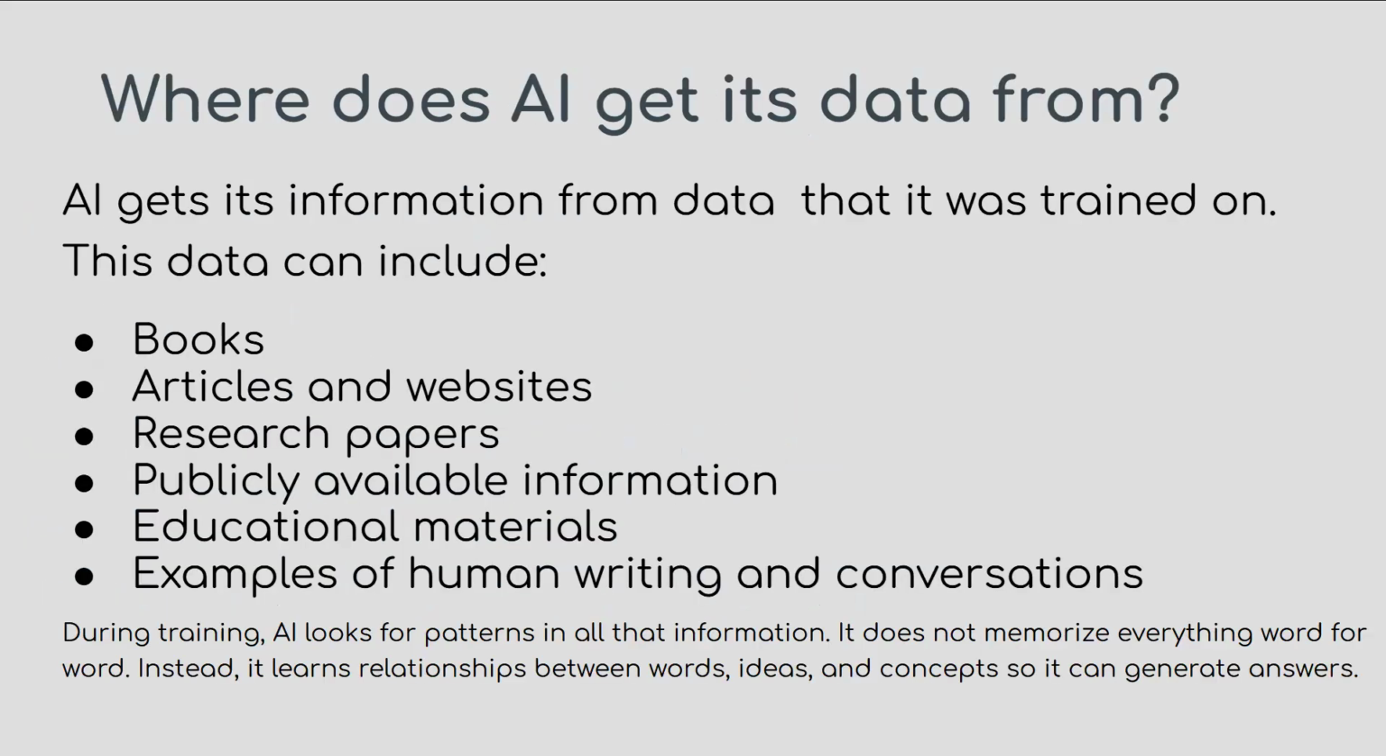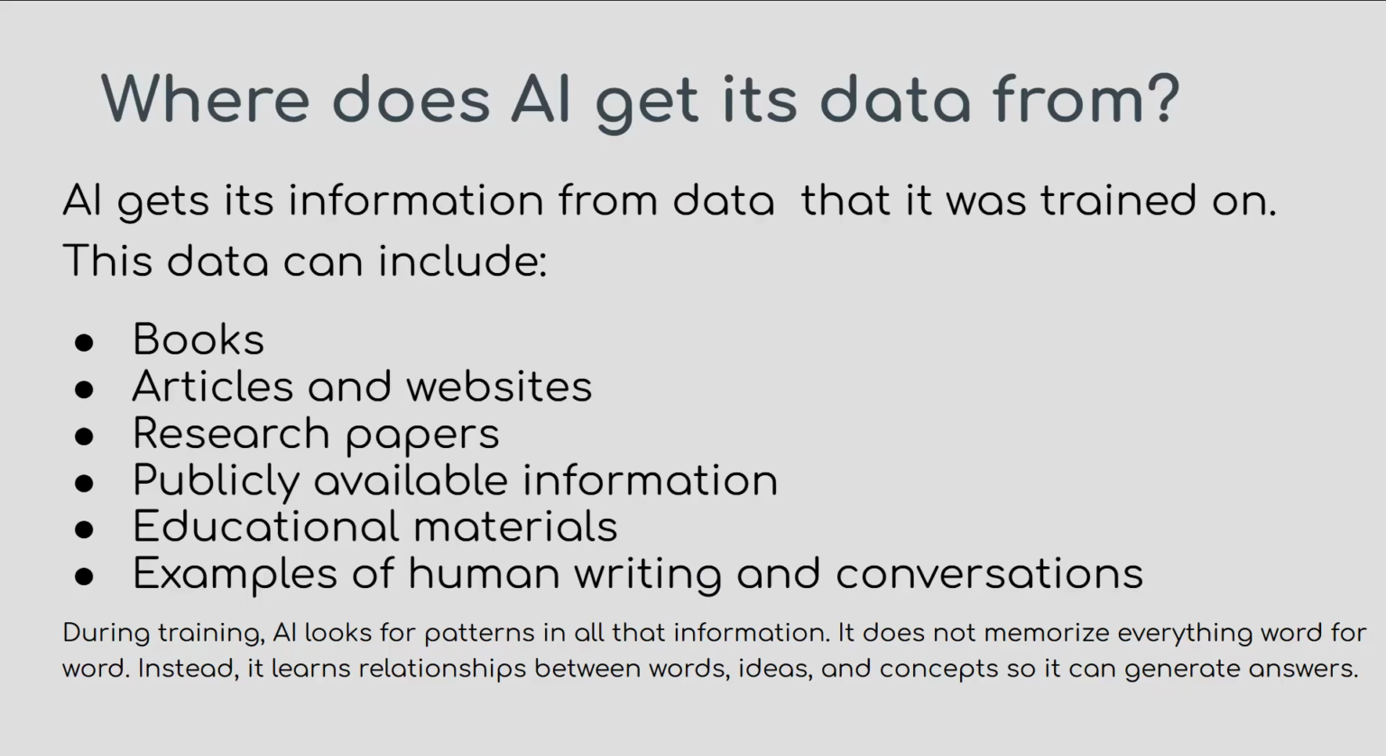So let's start with, where does AI get its data from? So AI is trained on specific data. Now, that data might include books, it could be articles and websites, it could be research papers, publicly available information. It might be educational materials that are available online, and also examples of human writing and conversations.